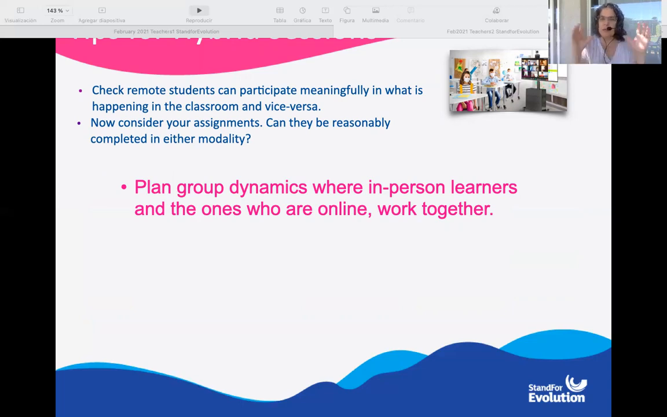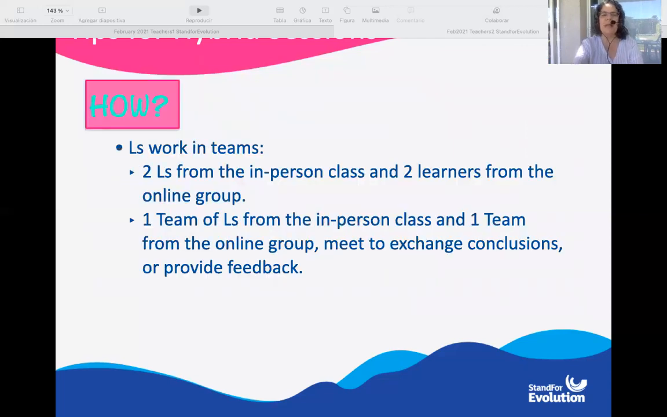And so you need to consider the assignments and the activities you have assigned in order to make this possible. So you need to plan group dynamics where in-person learners and the ones who are online work together. How can you do this? For example, making teamwork, two learners from the in-person context and two learners from the online session through a device, a computer, cell phones, whatever you have, you can put them together and make a team.